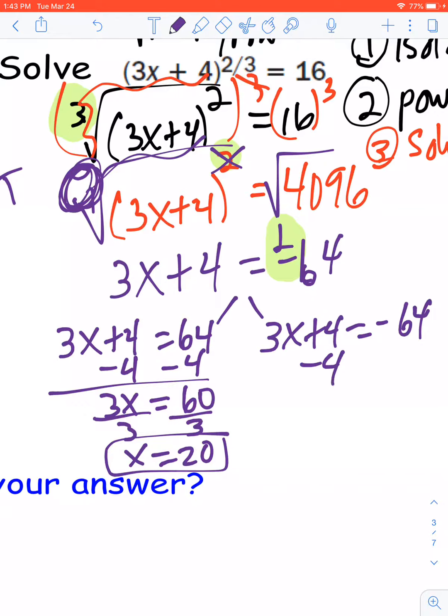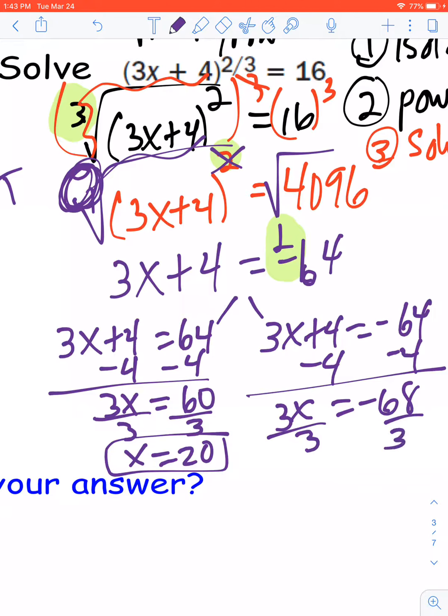I'm going to subtract 4 over here. So I get 3x is equal to negative 68, and we're going to get an unsavory fraction.